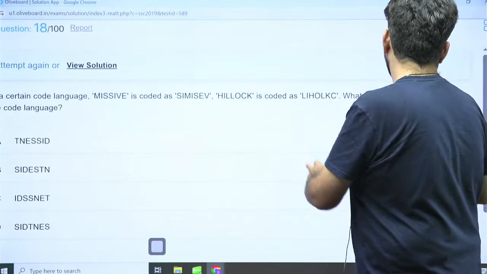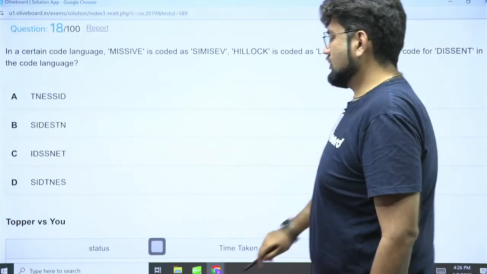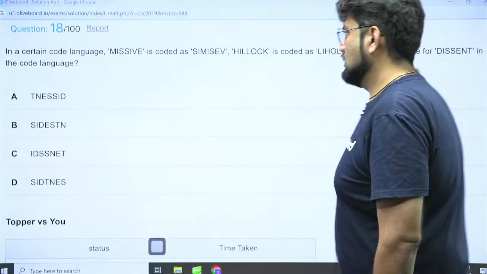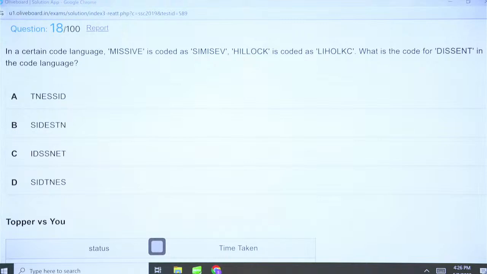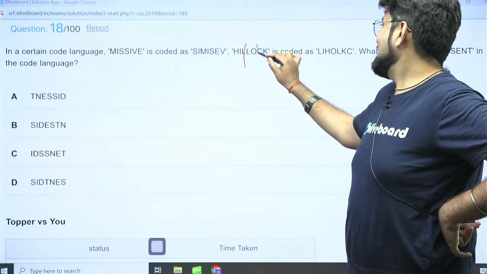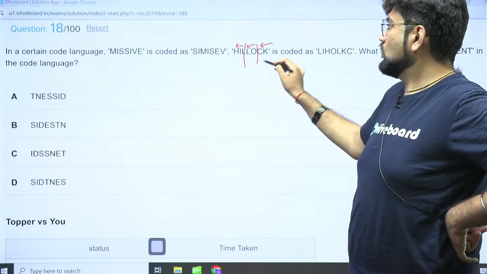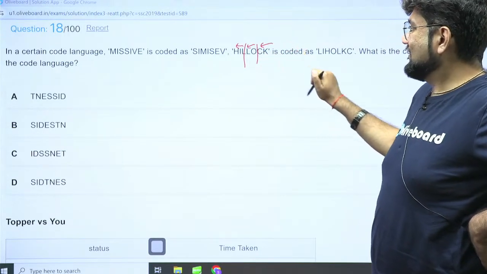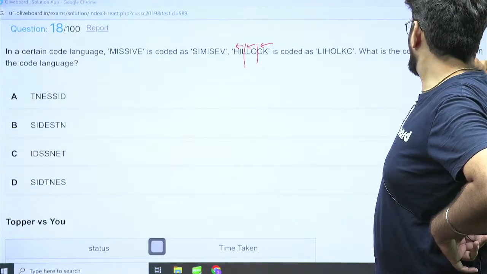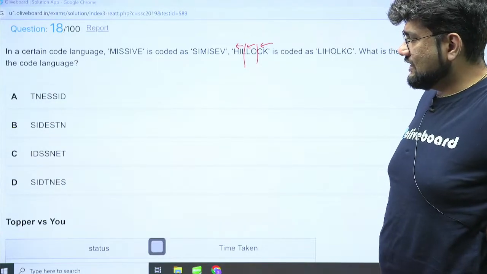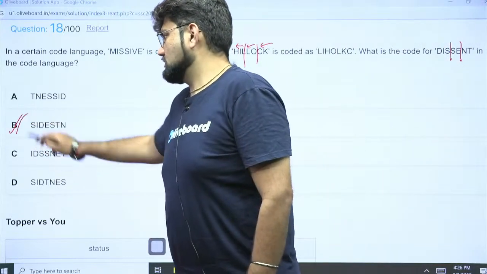This much is sure, even after looking at the question immediately, that there is some sort of a movement pattern. It's just a jumbled coding, nothing else. Missive is like this. Hillock is like this. So what is the code for descent? So HIL. Okay, from here we'll get a better understanding. HILLOCK. So we will flip this, flip this, flip this. 3 2 2. 3 2 2. Again the same thing is happening there, right? So 3 2 2. So SIDES. Option B is the correct answer.